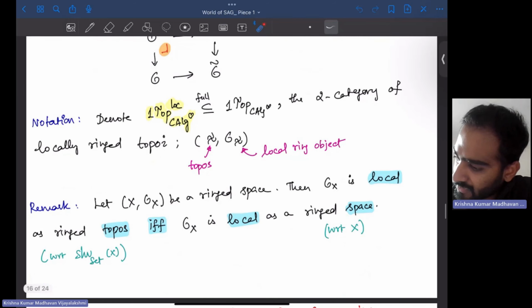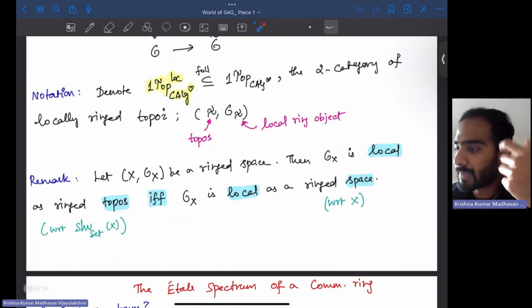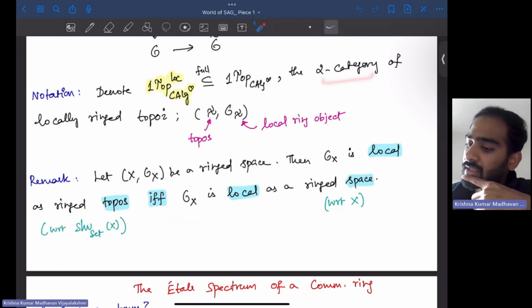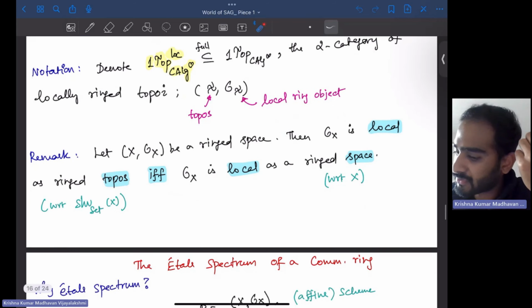Right, and so we have this. So we see that this is not just a one category, but also there's a data of homotopy between maps. So in particular, it's a 2 category, and we denote that by this superscript LOC, which is like local objects of this setting.